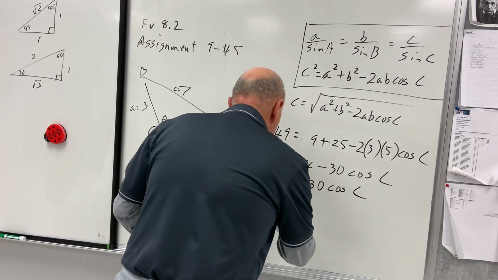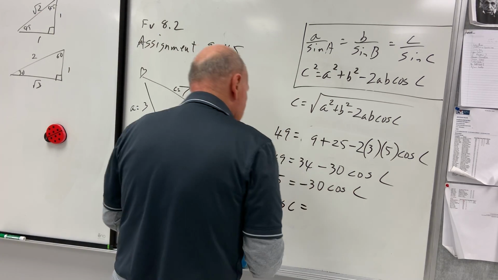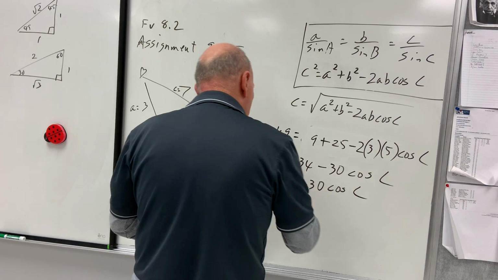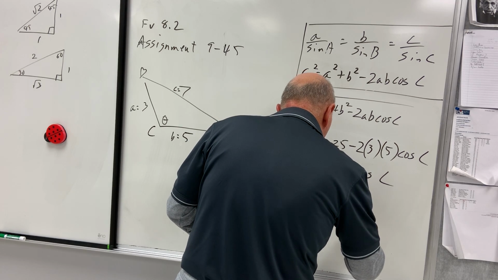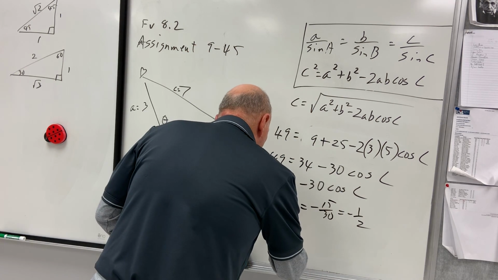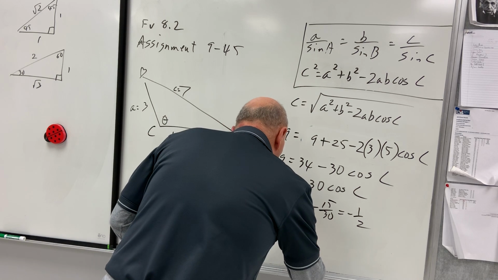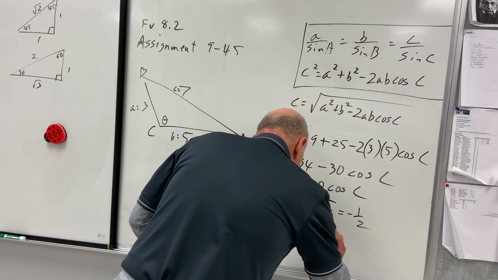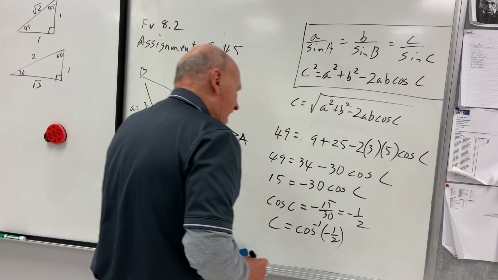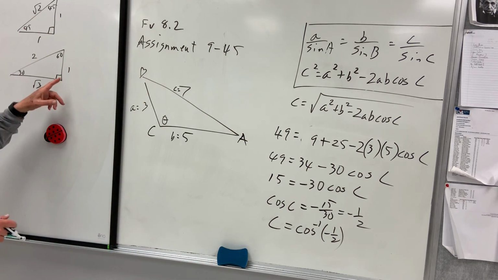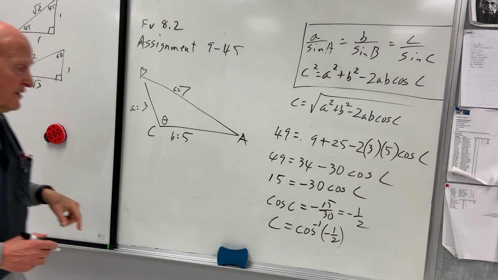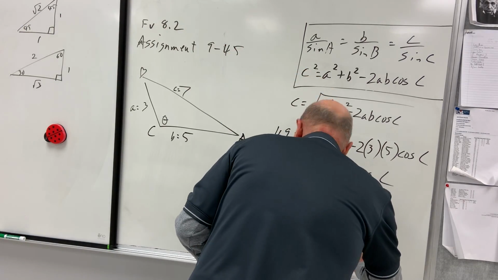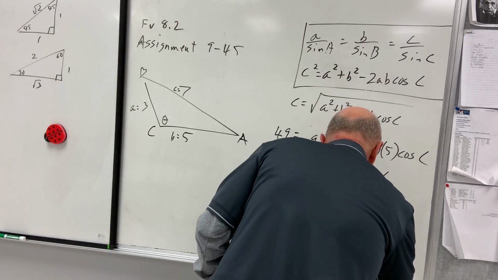Solving for cosine of c, I see that I would divide both sides by negative 30, giving me negative 15 over 30, in other words, negative 1/2. Now, we know that c is going to be arc cosine of negative 1/2. Cosine of what is 1/2? Cosine of 60, adjacent over hypotenuse, is 1/2. So I see that I've got an angle of 60.